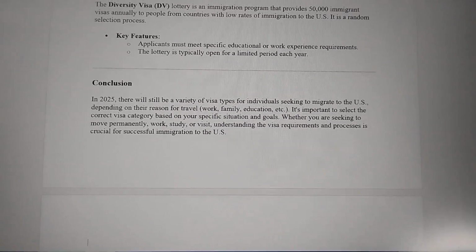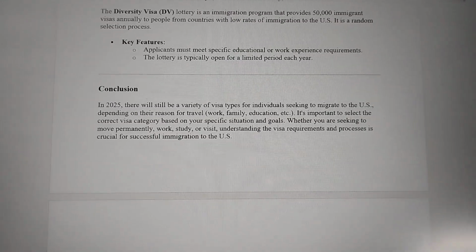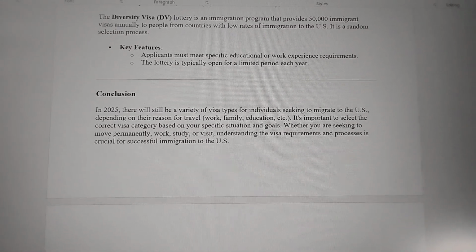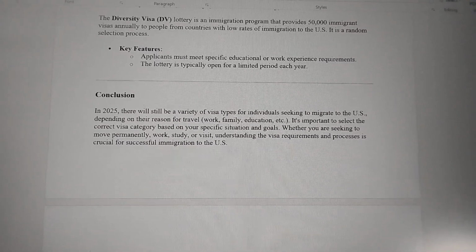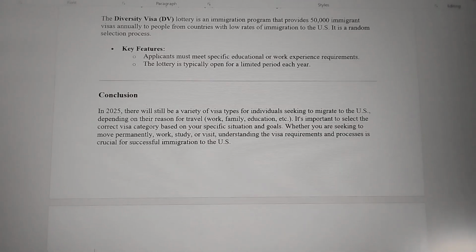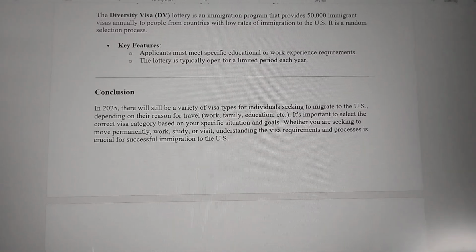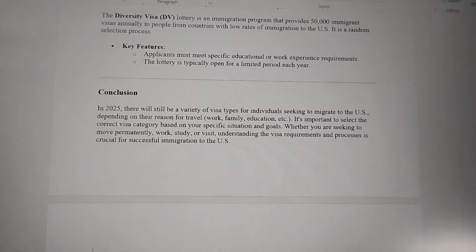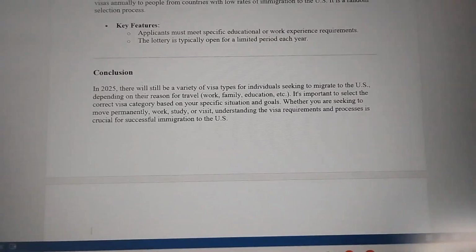So in 2025, there will still be a variety of visa types for individuals seeking to migrate to the United States, depending on their reason for travel: work, family, education purposes, etc. Therefore, it is important to select the correct visa category based on your specific situation and goals. Whether you are seeking to move permanently, work, study, or visit, understanding the visa requirements and the process is very crucial for successful immigration to the US.